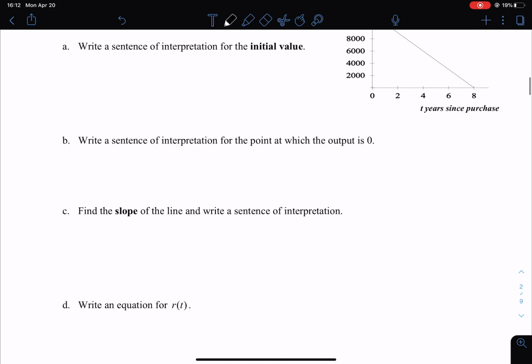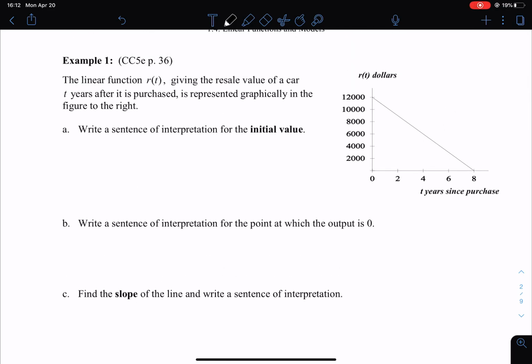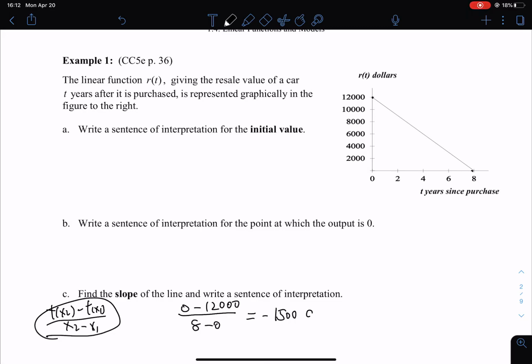So let's see example 1, part C. Find the slope of the linear function. For this one, we are given 2 points. The first one is (0, 12,000), and the second one is (8, 0). If we are given 2 ordered pairs, then you can just use the formula f of x2 minus f of x1, divided by x2 minus x1, to get the slope. So it's 0 minus 12,000, divided by 8 minus 0, and then we got minus 1,500. The unit is the output unit, which is dollars, per input unit, which is year. So the unit is dollars per year.